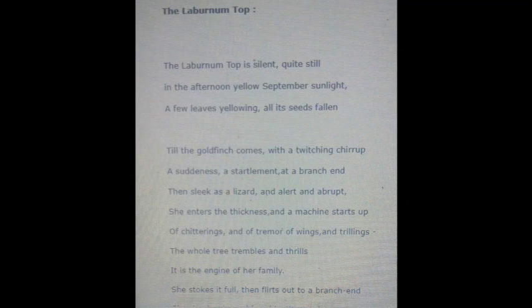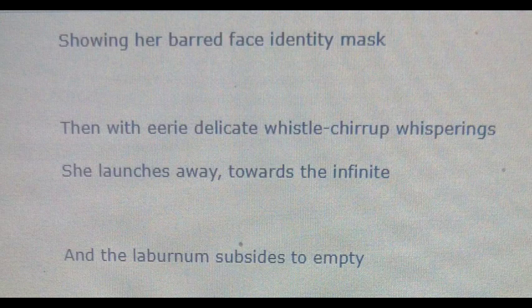She stokes it full and flirts out to a branch end. She stokes it full. Stokes means adds fuel, as I already explained to you. Here the goldfinch is feeding her chicks, because how do we get energy? When we have food. In the same manner, when the goldfinch feeds her young ones, they come into energy. They are very energetic. They become very active, you can say.